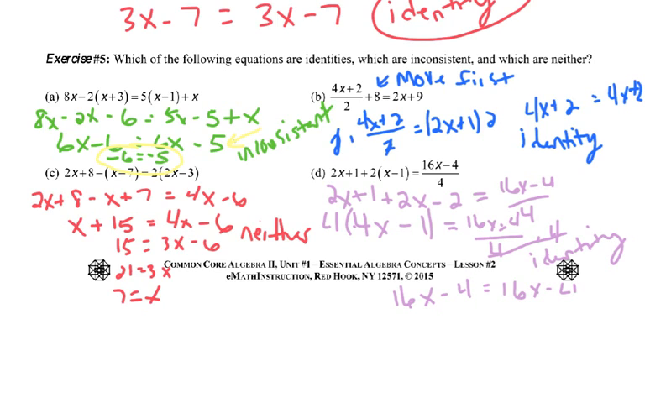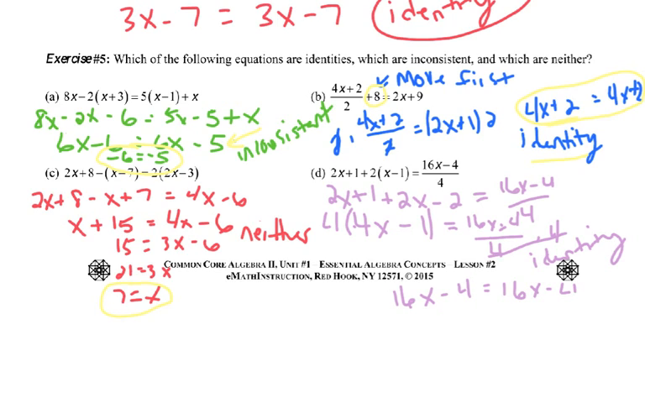In problem B, make sure that you move the positive 8 first in order to easily solve this particular equation, and then you can multiply both sides by the 2 to eliminate the denominators. If you do it correctly, you should end up getting 4x plus 2 equals 4x plus 2, so this does turn into an identity. In problem C, if you go through this, you can actually solve this for x and get a value of 7. So this one's neither inconsistent or an identity. You can actually get a value.